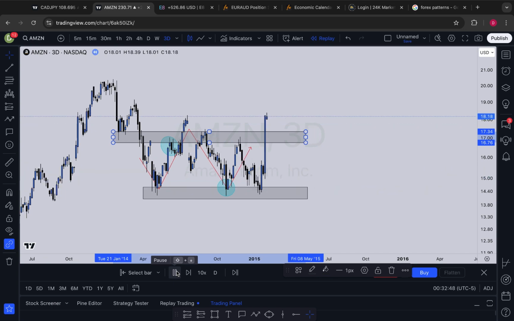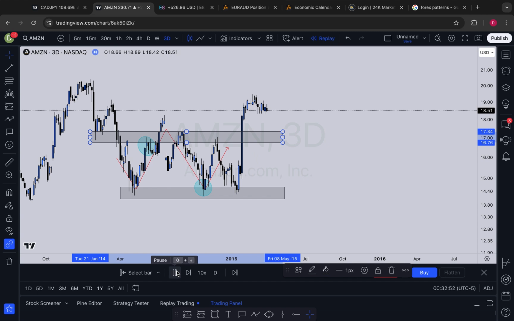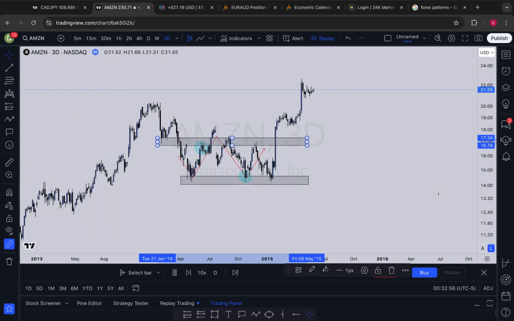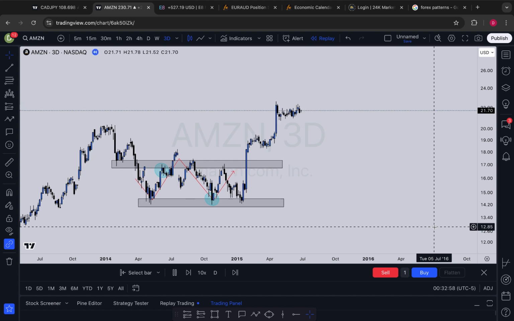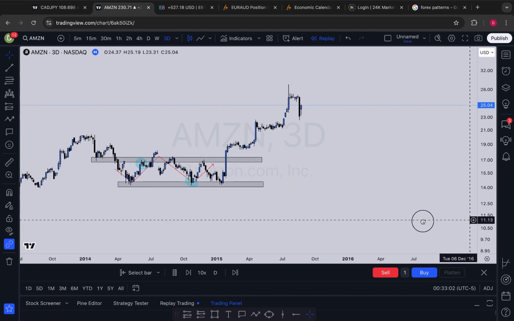Okay, made a triple bottom. Boom, look at that. Guys, look at this. This is not made up. You're seeing it in real time. This is how you do it. This is how you invest. This is how you trade. Look at that. This is not a coincidence.